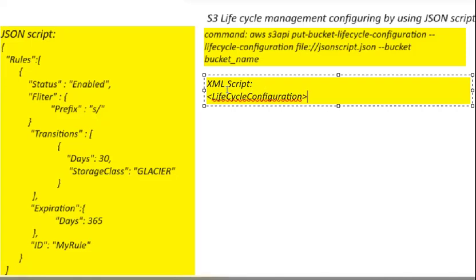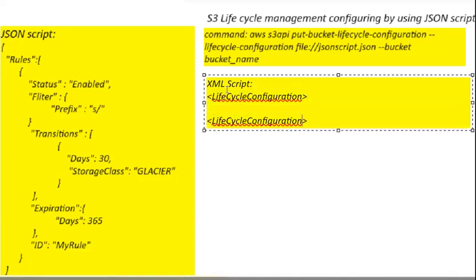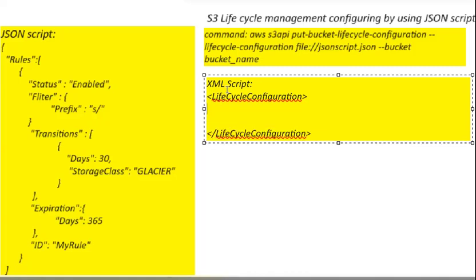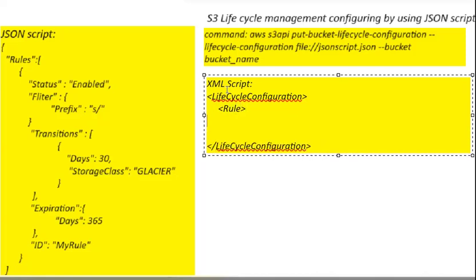So you need to write a script where, first, your script is present in between the lifecycle configuration. And what is the script that you write in between? Rules only, right? So you need to write a rule: the opening tag of your rule and the closing tag of your rule also. Let's say we have written both opening and closing tags of rule. Within this rule, you need to specify everything.